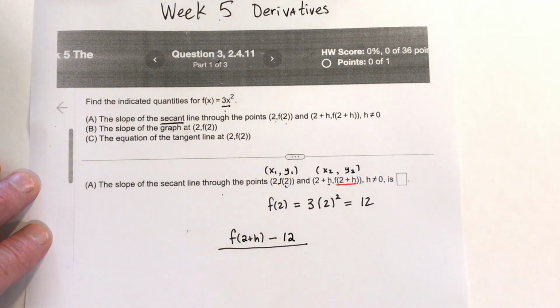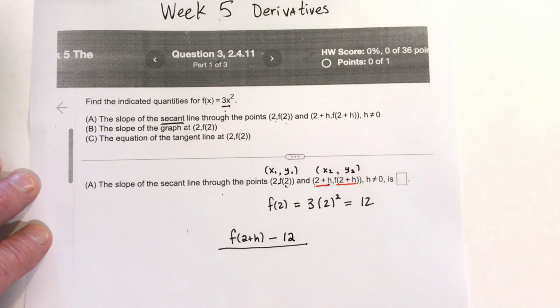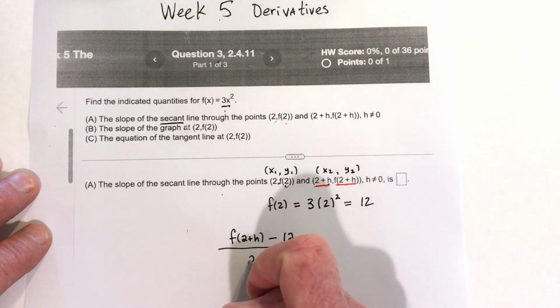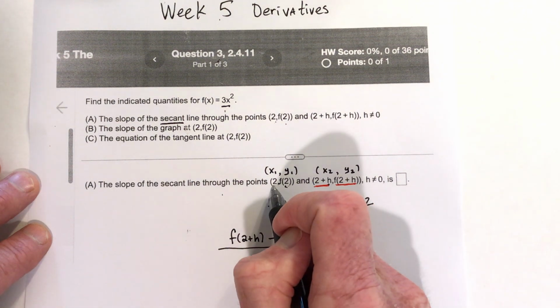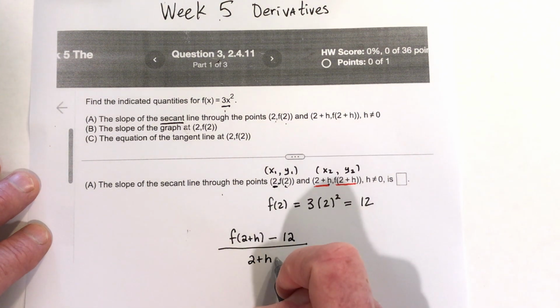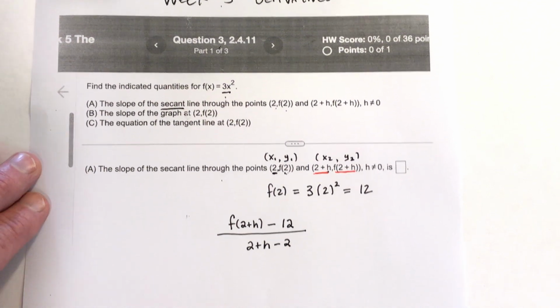And then on the bottom, we will have x2. So that's the 2 plus h. And then minus the other x value, which is a 2. Okay, so that's the setup.